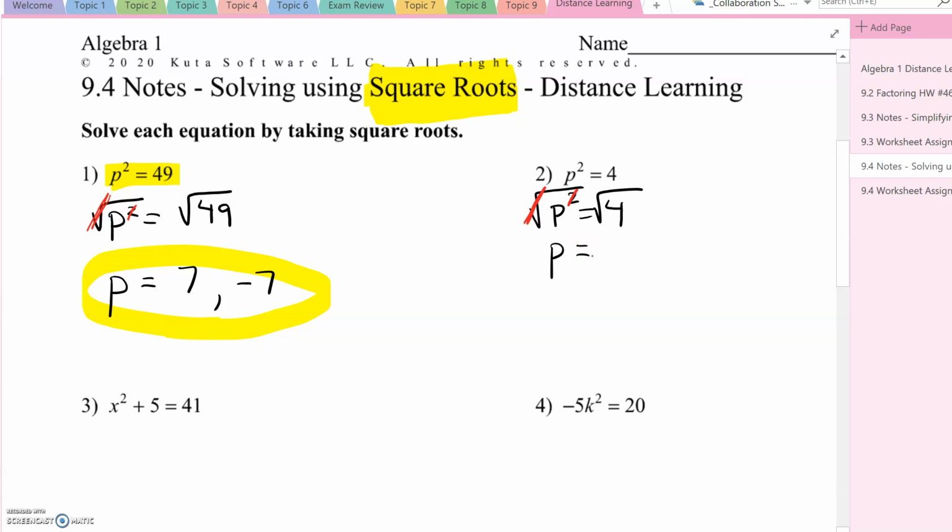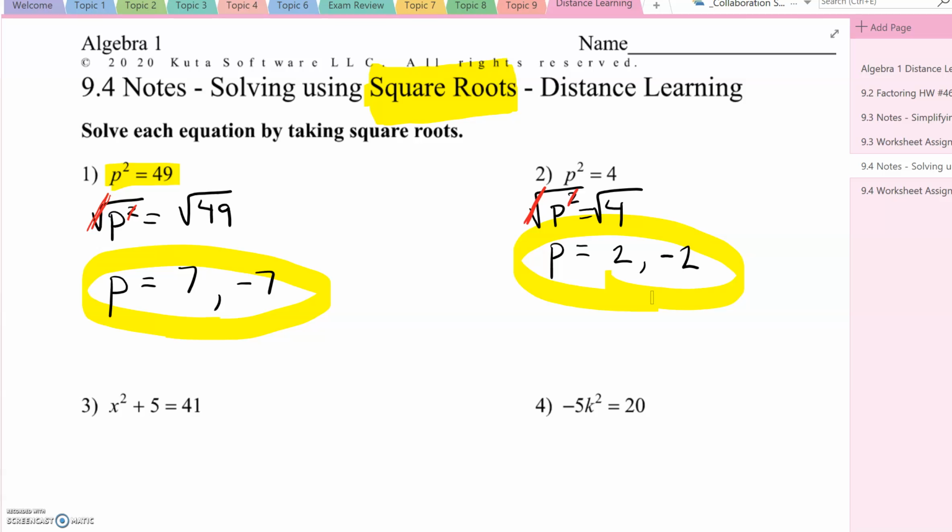And what is the square root of 4? That one should be slightly easier than 49. We know that 2 times 2 is 4. What other number might be able to be multiplied by itself to get 4? Negative 2. Perfect. So again, we have two answers for problem number 2. So many 2's in this problem. P could be positive 2 because 2 times 2 is 4. And p could also be negative 2 because negative 2 times negative 2 is a positive 4, because a negative times a negative is a positive.